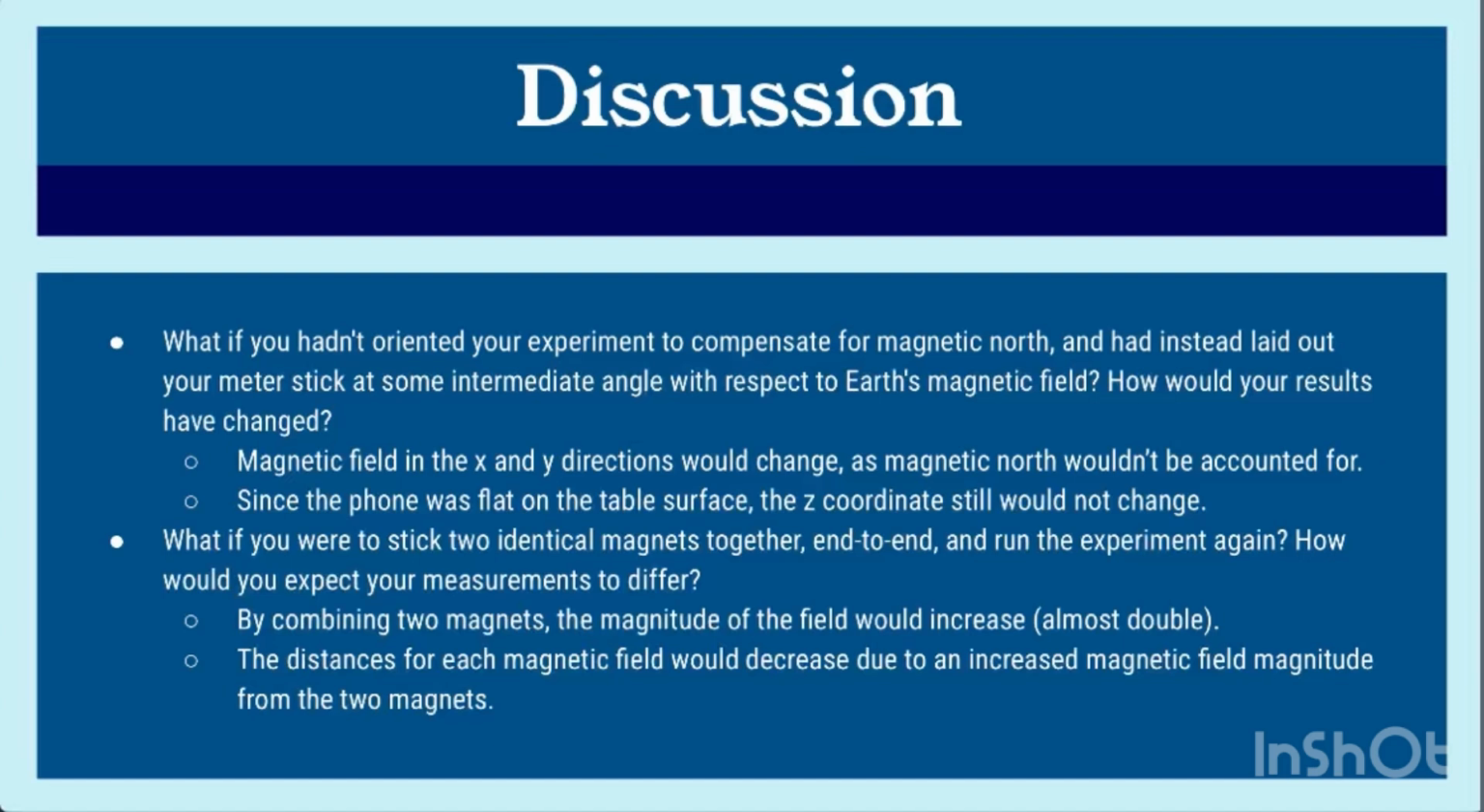The second question states, what if you were to stick two identical magnets together end to end and run the experiment again? How would you expect your measurements to differ? By combining the two magnets, the magnitude of the field would increase to almost double since we're basically having two magnets in one. The distances for each magnetic field would decrease due to an increased magnetic field magnitude from the two magnets.